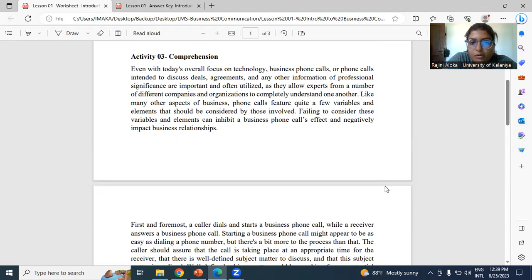Even with today's overall focus on technology, business phone calls, or phone calls intended to discuss deals, agreements, and any other information of professional significance, are important and often utilized, as they allow experts from a number of different companies and organizations to completely understand one another. Like many other aspects of business, phone calls feature quite a few variables and elements that should be considered by those involved. Failing to consider these variables and elements can inhibit a business phone call's effect and negatively impact business relationships.